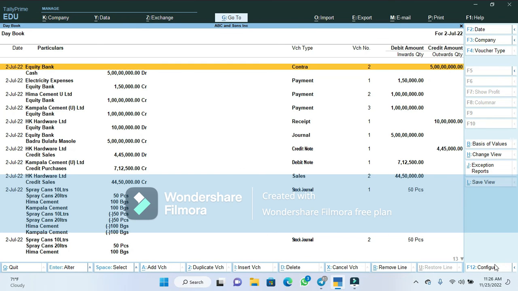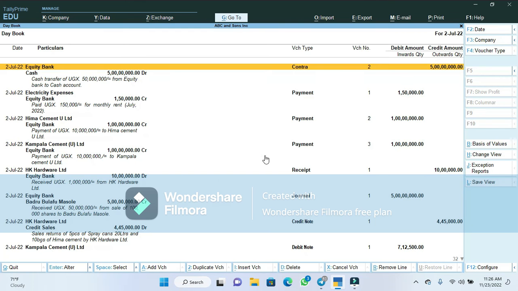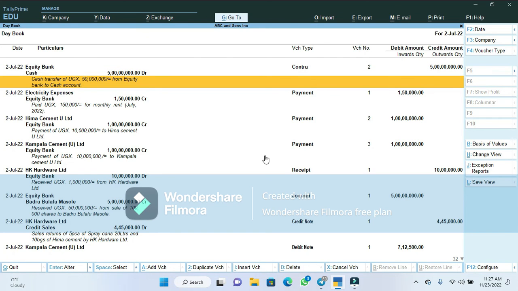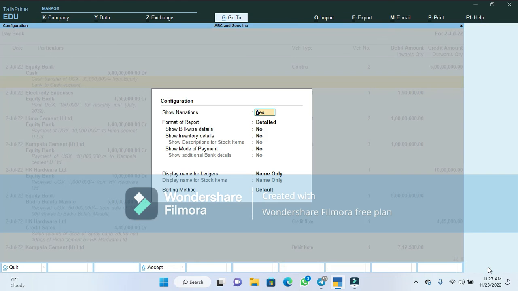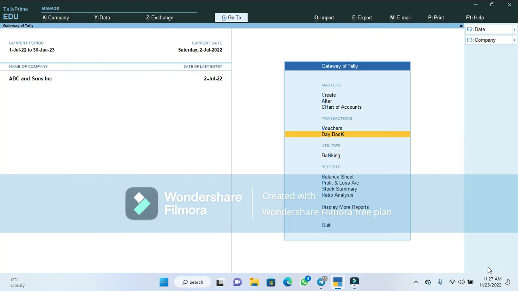However, to see the justification, you come here and configure as the auditor, then you say yes to show narrations, enter throughout, and you'll be able to see what the entrant depicted here. It will even show who entered these details. If you're not in education mode, you still go to configure and there will be an option of show who entered the transaction. So let's escape. The narration will be visible to the auditor or financial accountant, stating that there was a cash transfer from Equity Bank to the cash account.